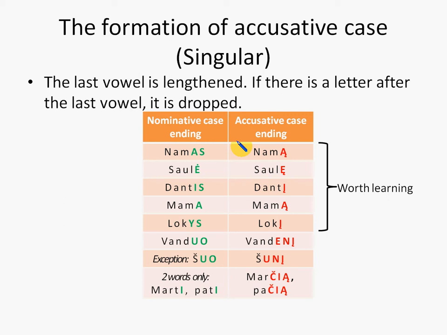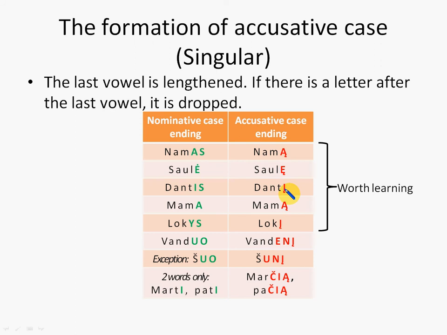Step 1: if there is an s letter, drop it. Step 2: now you've got a vowel at the end of the word, lengthen it. So a changes to a different letter. A changes to a, although a is already long, but it changes to a. Short i changes to e, and so on.